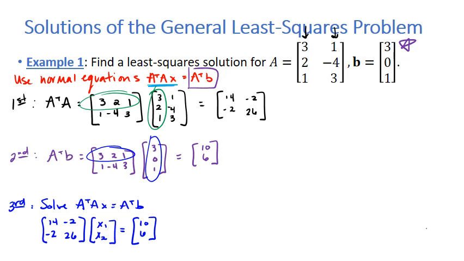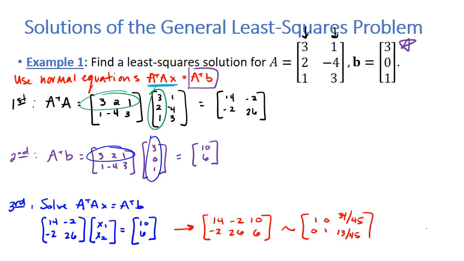And you should recall from previous sections that this is the same thing as writing our augmented matrix. And then we want to row reduce that augmented matrix. And when we do, we get the following result. This is 34 over 45 and 13 over 45. So some of these answers are fractions, which isn't great, but it is what it is.